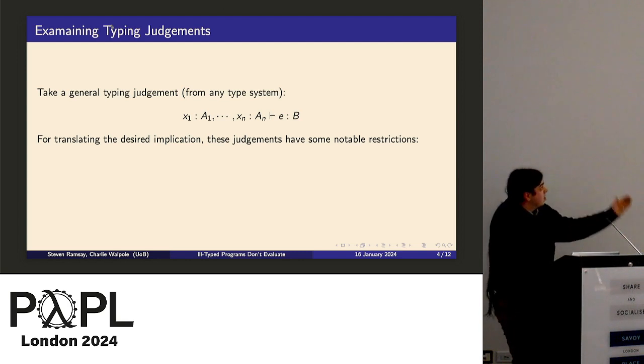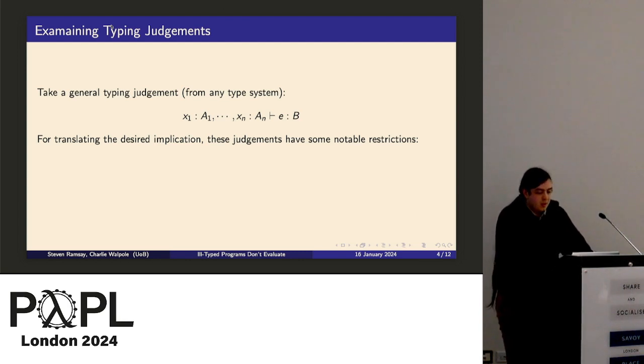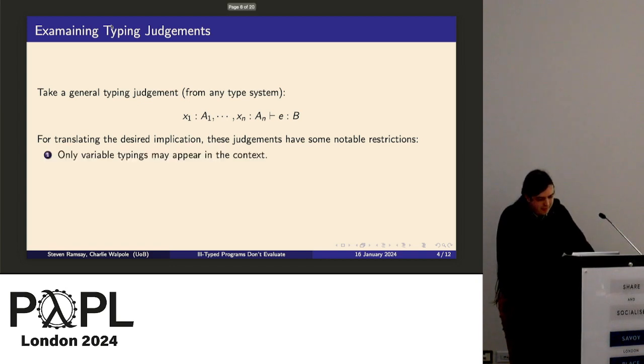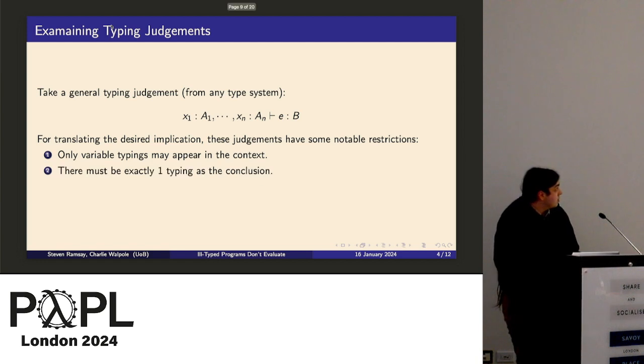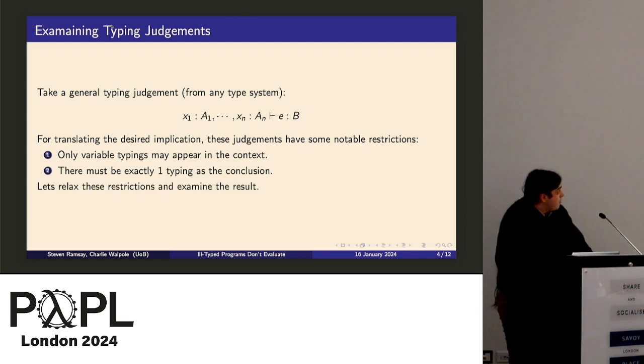So if we, again, take some general typing judgment from any type system, we can make some observations on some restrictions on this judgment that are stopping us from modeling this implication that we want. The first is that only variable typings can occur on the left. We had an arbitrary expression being typed to OK on the left with our implication, but we don't allow that with our typing judgment. The second is a bit more subtle, but there must be exactly one typing in the conclusion. We wanted a false in our conclusion, which isn't a typing, it's a more meta value. So let's just relax these restrictions and examine the form of these judgments afterwards.